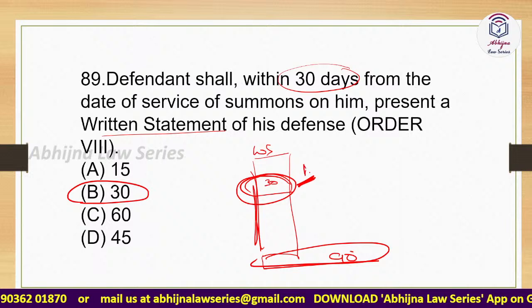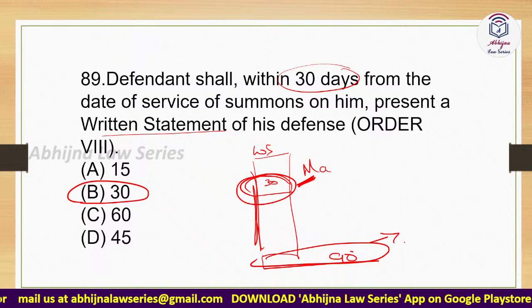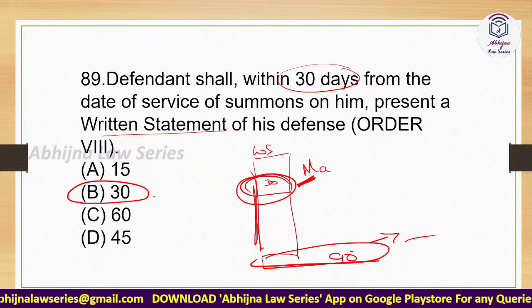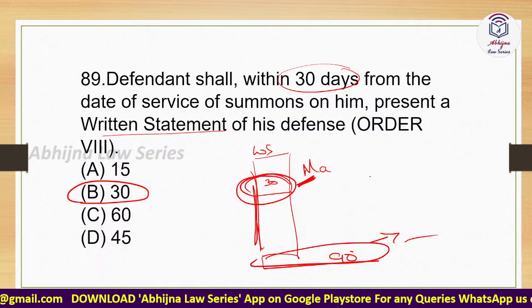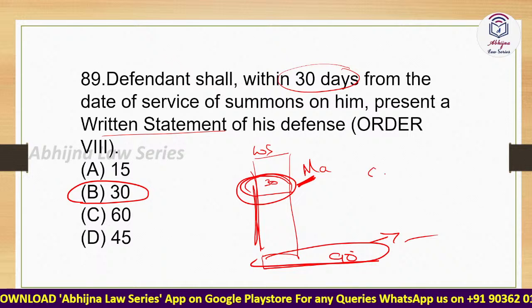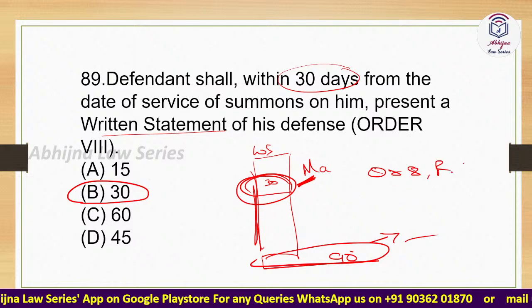Okay, this is a mandatory one. The court may grant 90 days. So, that is why it is 30 days. And the provision is Order 8, Rule 1.